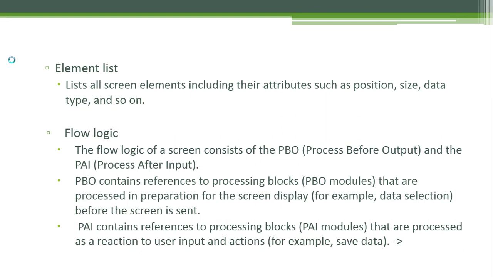The PBO contains references to processing blocks, PBO modules that are processed in preparation for the screen display. For example, data selection, before the screen is sent. PAI contains references to processing blocks, PAI modules, that are processed as a reaction to user input and actions. For example, save data. Let's take a look inside the system at an example of a screen.